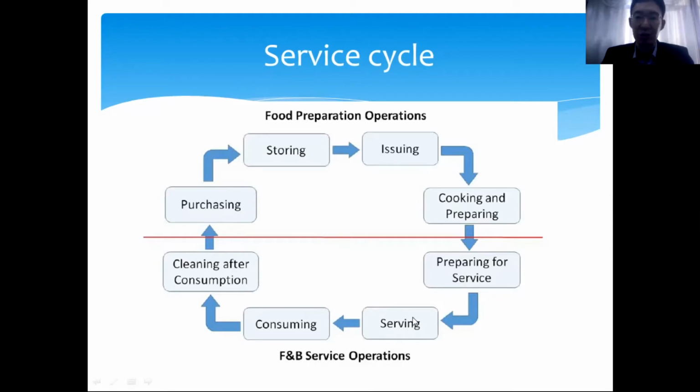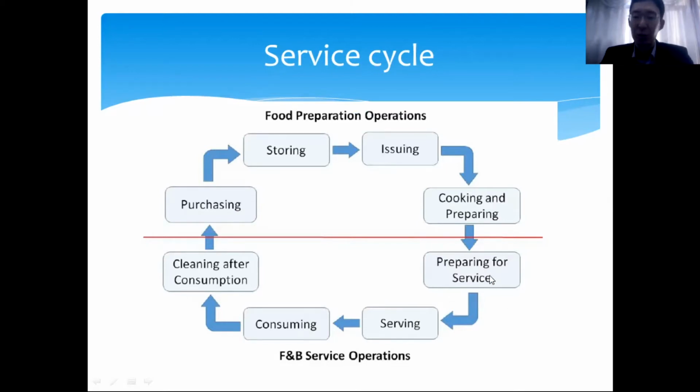Here we can start from any side, but usually the purchasing is the beginning, when we purchase different goods, different products from the market, ingredients basically. Then we store those ingredients, then we issue them, take from the storage and send it to the kitchen where we have pre-cooks, cooks, chefs, sous chefs, and so on. And we have the cooking and preparation when we cook and prepare our dishes, beverages, and so on.